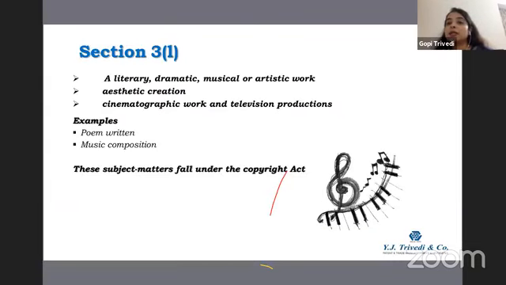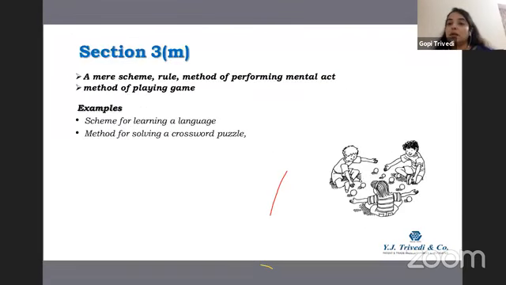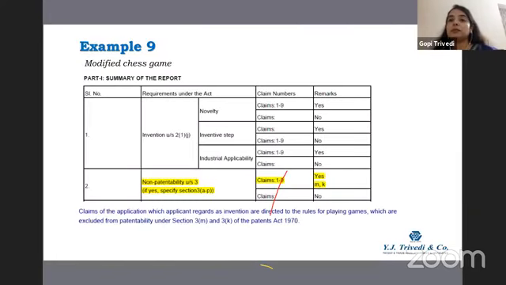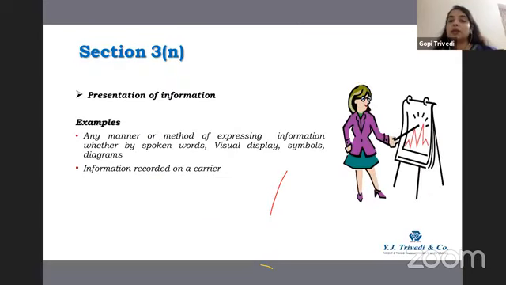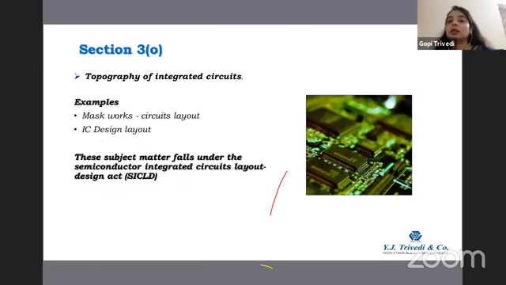Any literary or artistic representation shall fall under copyright. It shall not be granted patent rights. Any method or rule of performing a mental act or game shall not be granted a patent. So any games shall not be granted patents. They shall be protected under different aspects of intellectual property rights. Presentation of information shall also not be granted patent. The integrated circuit shall be taken care of separately by the Semiconductor Act, but patents shall not be granted.